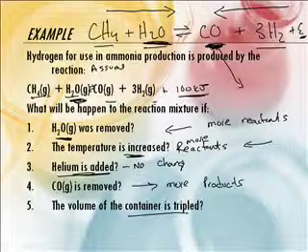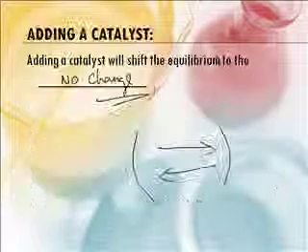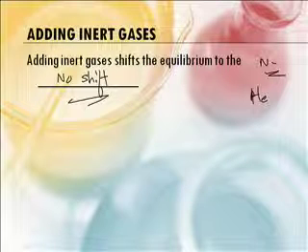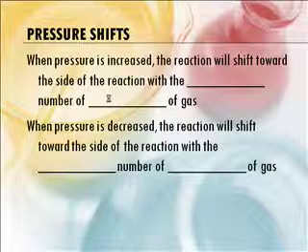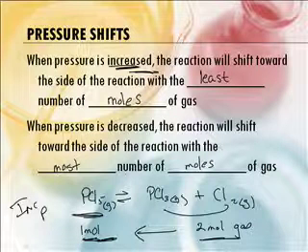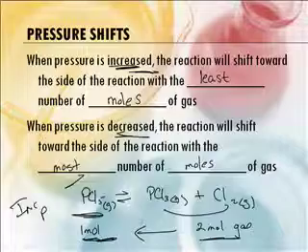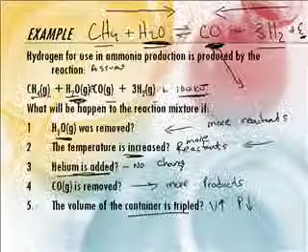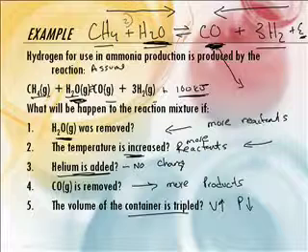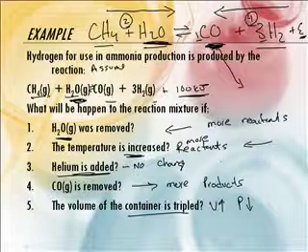And if the volume is tripled, now when volume goes up, this is actually a tricky question, the pressure goes down. So lower pressure means it will go to the side with the least or the most moles of gas. Let's take a look at that. So if the pressure goes down, what do we say? If the pressure goes down, it will go to the side with the most moles of gas. So which side has more moles of gas? This one has 2 on this side and 1 plus 3, or 4. So it'll go to the side with the most moles of gas. So this will shift to the product side.